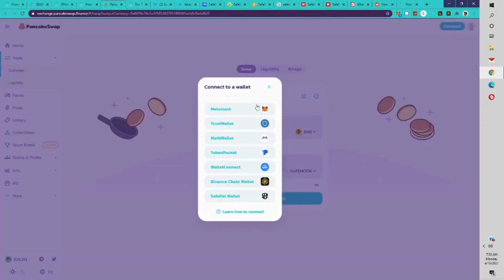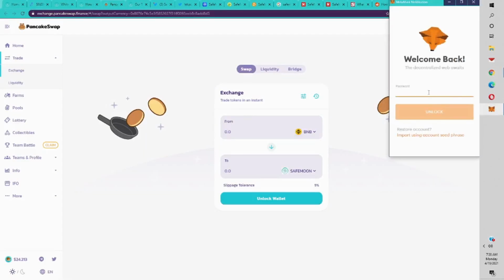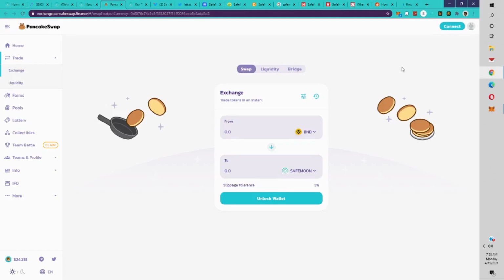You go to connect your wallet, it'll ask you which kind of wallet you want to connect, and then you'll connect your wallet that way. You'll go into Safemoon there. I'm not going to connect my wallet, but that's how you would do it to buy some Safemoon.